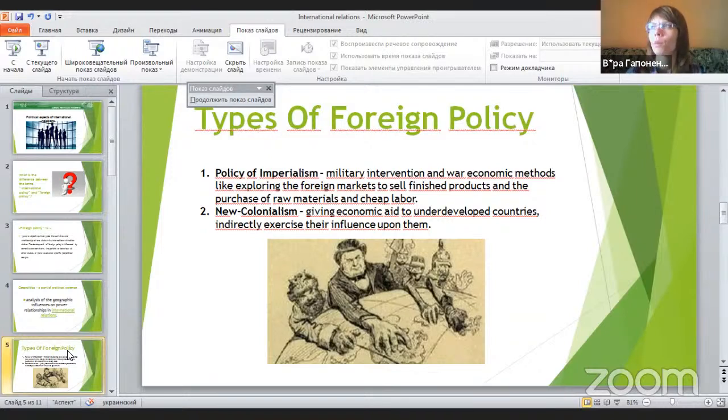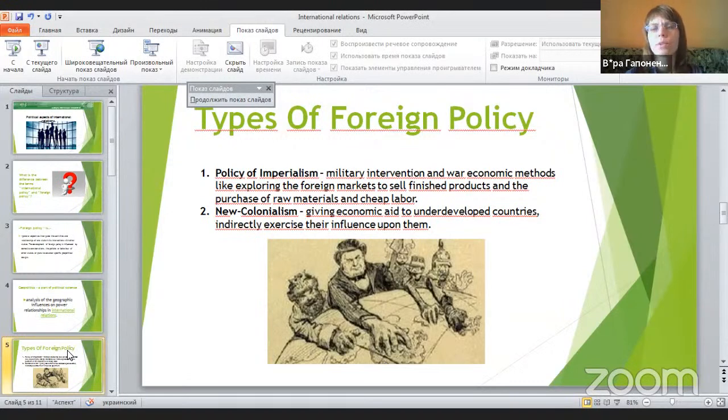Nowadays, we have some international law principles which do not give all countries in the world the possibility to use direct pressure on others. But at the same time a new term appeared, new colonialism, which means that some countries, to control others, use economic aid to undeveloped countries, and they indirectly exercise their influence upon them.